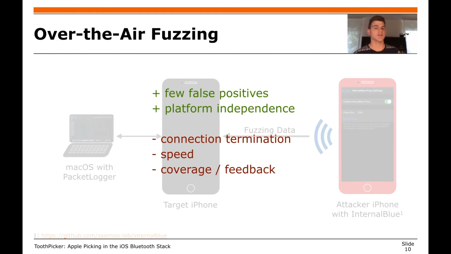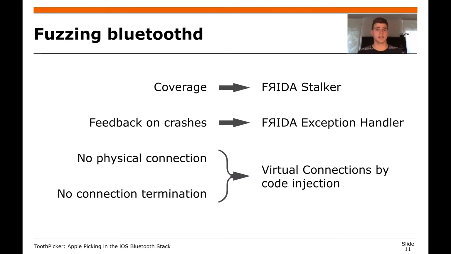And also things like coverage and feedback are kind of hard. As an attacker device or as a fuzzing device, it's really hard to distinguish between connection termination and an actual crash in the Bluetooth daemon. So there are quite a few challenges, and we decided or found that we could solve a lot of them by using instrumentation and more specifically using Frida, because it also gives us a lot of other advantages basically for free. For example, for coverage, we can just use Frida's built-in Stalker extension, which basically gives us coverage for free. It's really easy to implement.